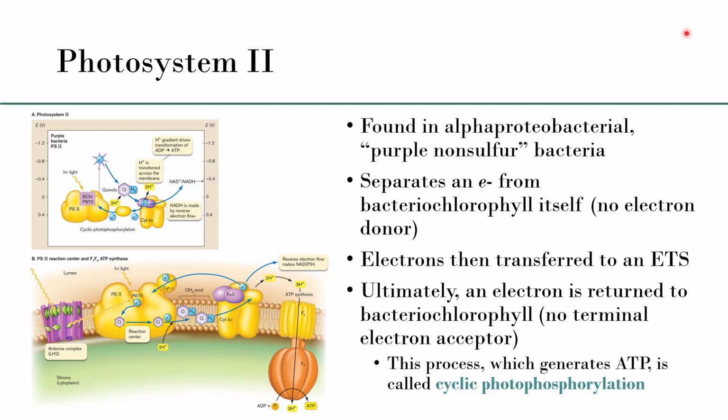Now, photosystem 2 alone is found in our alpha proteobacterial or purple non-sulfur bacteria. What these are going to do is they don't have an electron donor. So they take electrons from the bacterial chlorophyll itself. So they give up an electron from the chlorophyll, but then they have to return that electron back to the chlorophyll, or you'll have an unstable chlorophyll molecule that can't be used again. So they don't have an outside electron donor. This is a cyclical nature. The electron gets excited and then falls back to the same molecule.